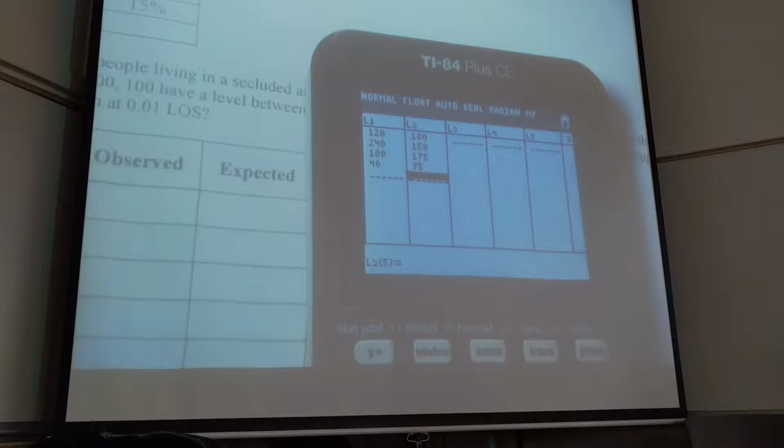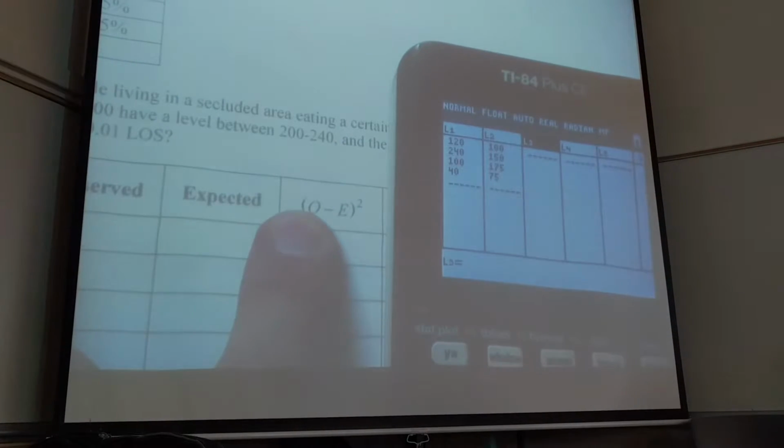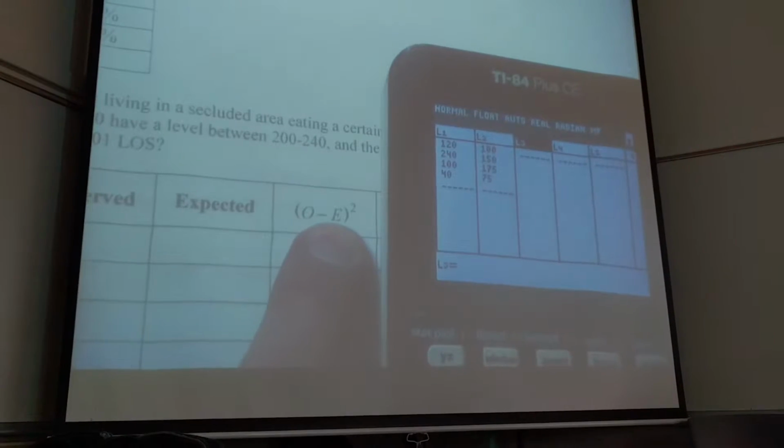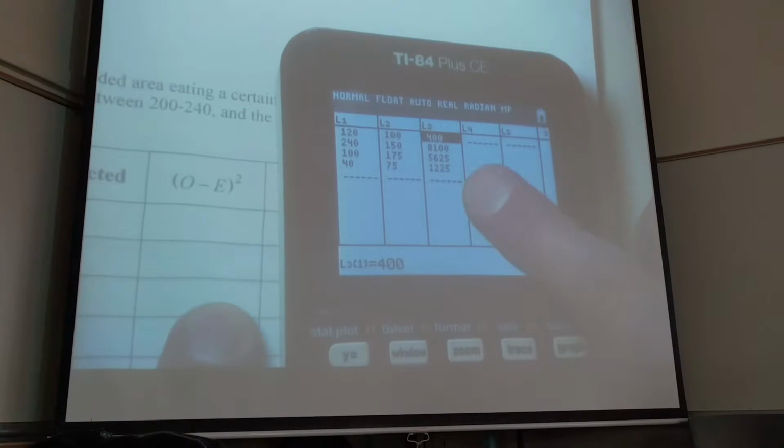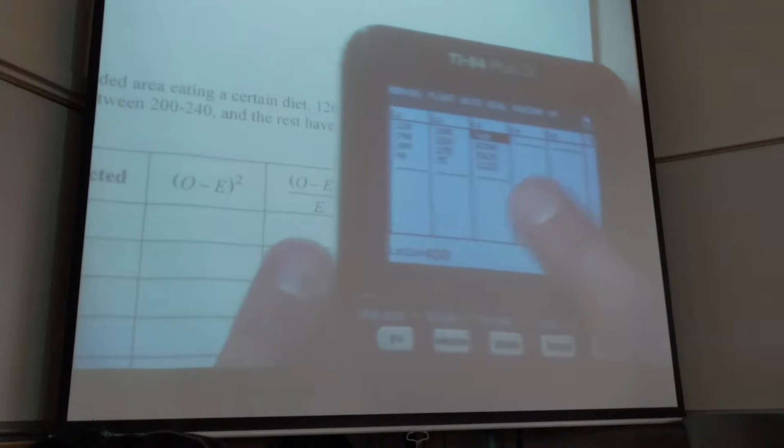How we doing so far? I mean, that's the numbers you got, right? Yeah. Okay. And then L3 is going to be L1 minus L2 squared. So I can make L3 equal to L1 minus L2 squared. Does this match up with what you got?